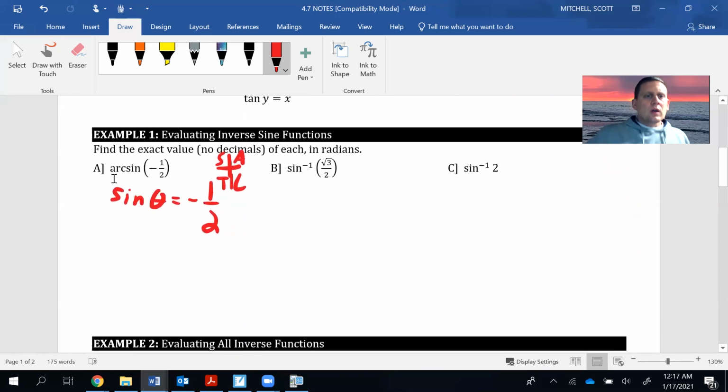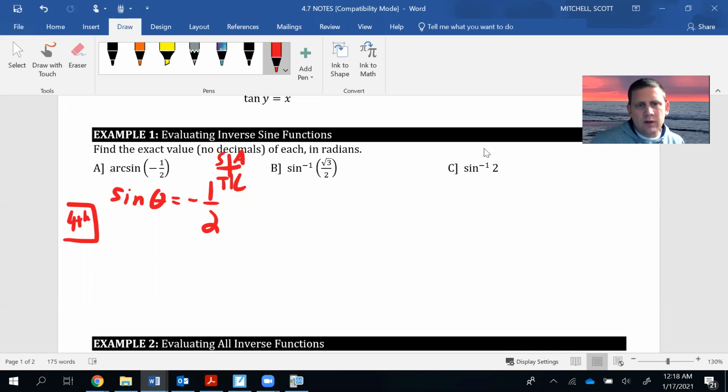So knowing that sine is negative, that means you have to be in the fourth quadrant. The inverse, the arc sine, you have to be in the fourth quadrant. So knowing that you're in the fourth quadrant, we want to figure out what angle it is in the first quadrant, and then really just make it negative.